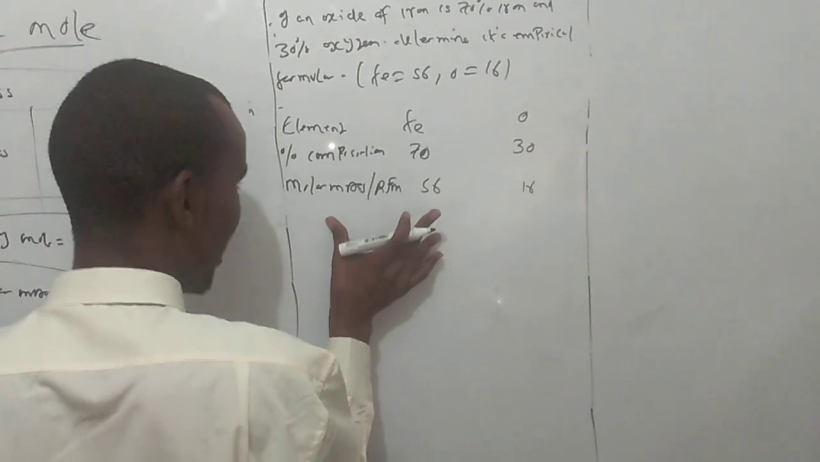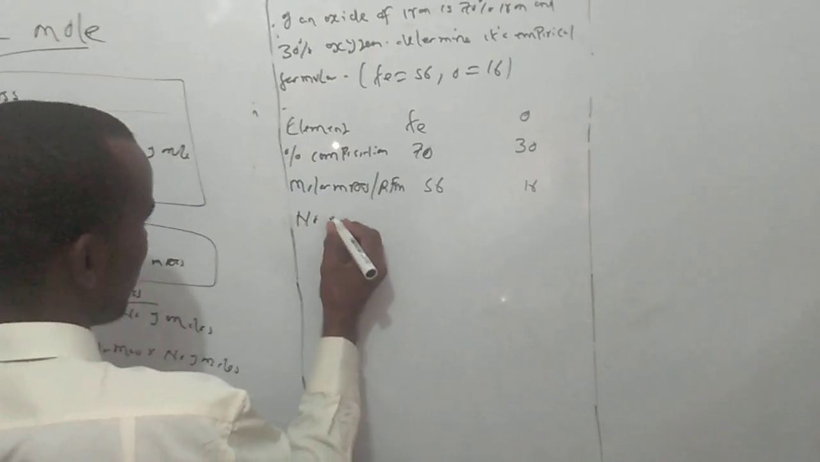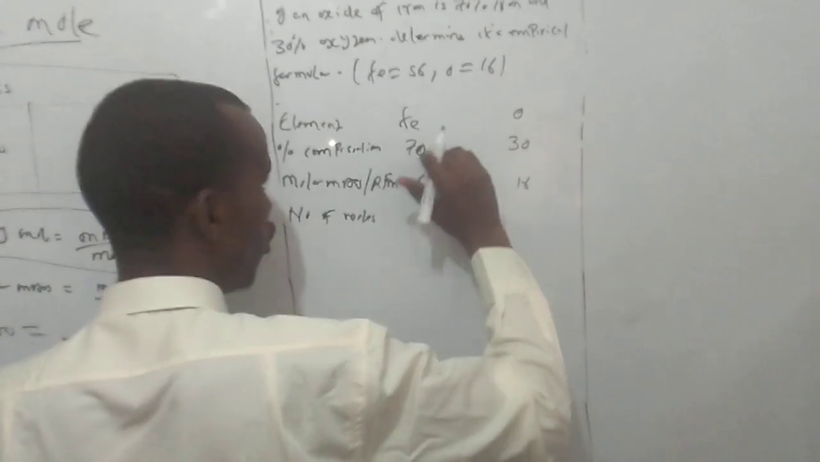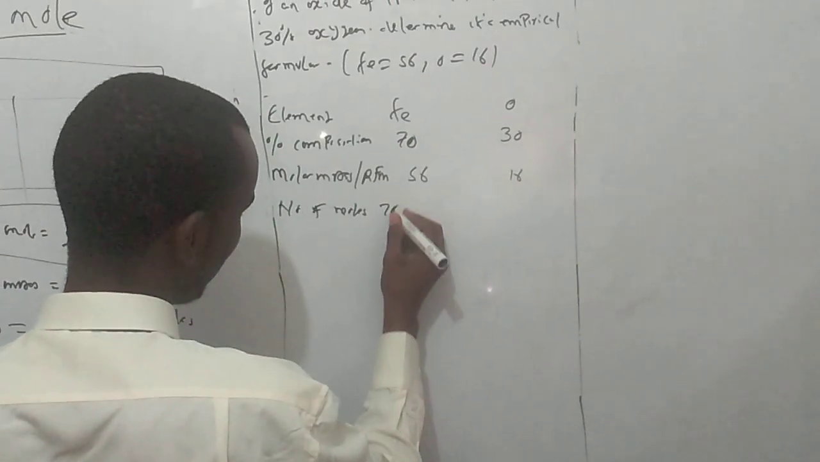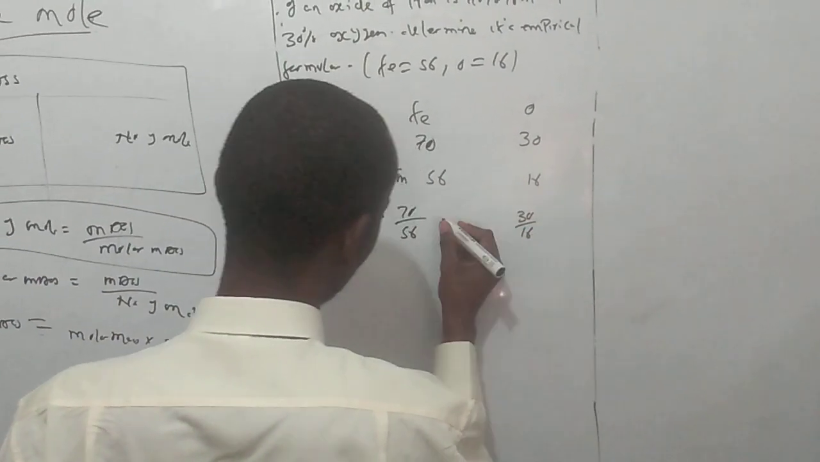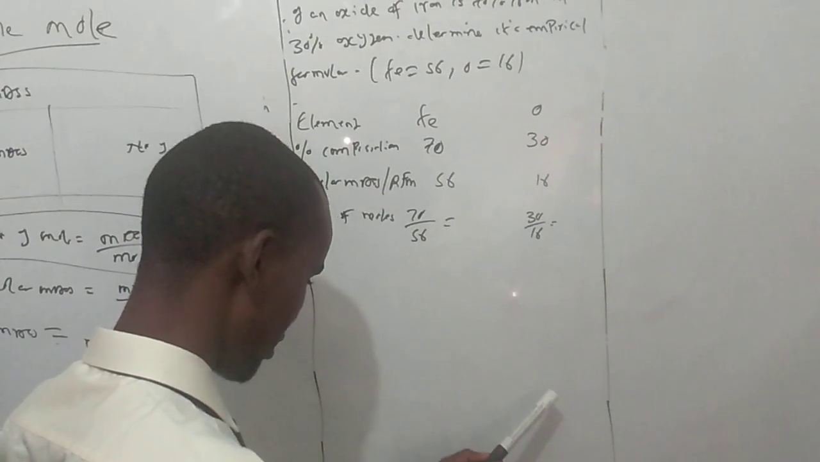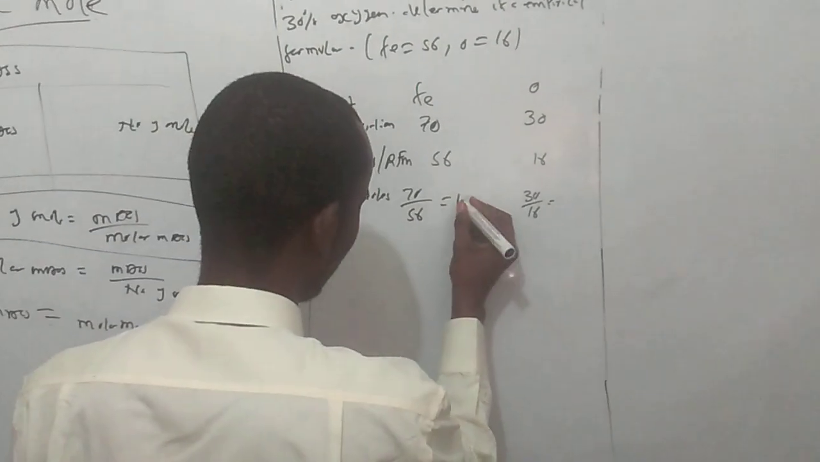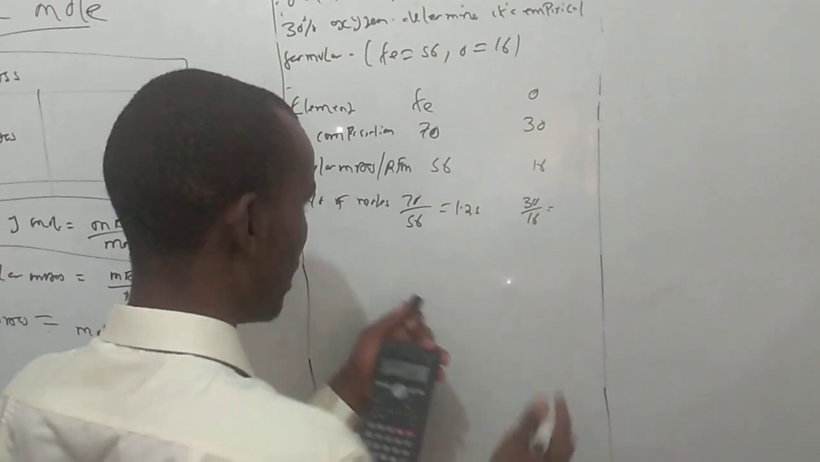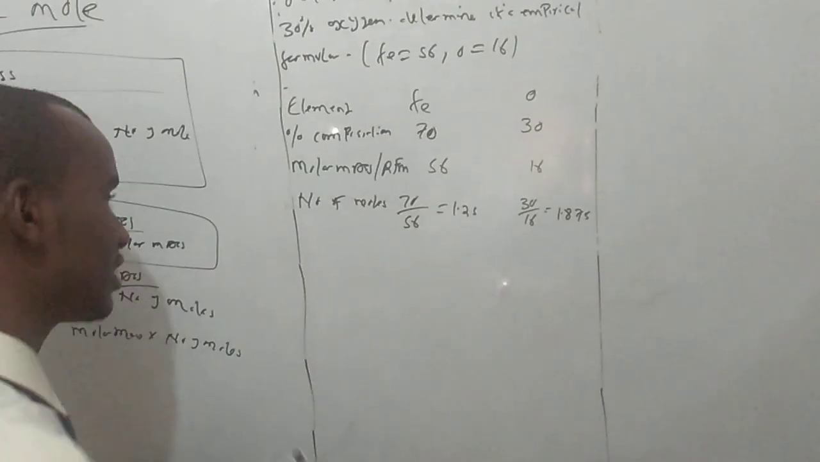After you have written the molar mass and the percentage composition, now we get the number of moles. For us to get the number of moles, we take mass over RFM: 70 over 56, the same with this, 30 over 16. So 70 divided by 56 gives 1.25, then 30 divided by 16, I'm getting 1.875.